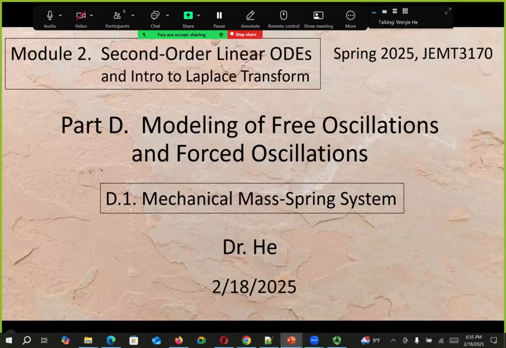Here, D.1, mechanical mass spring system. The system is very simple.